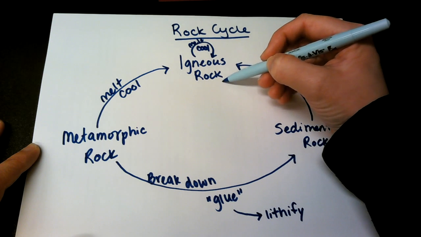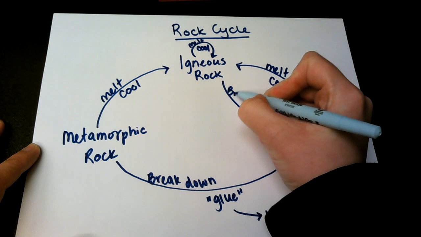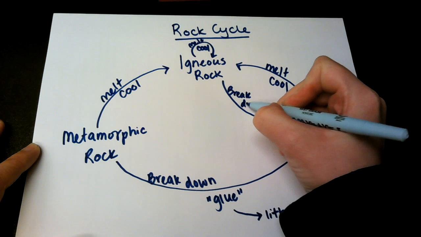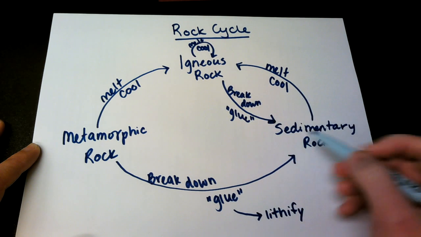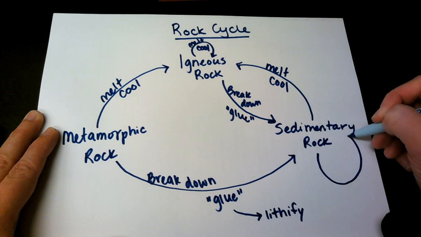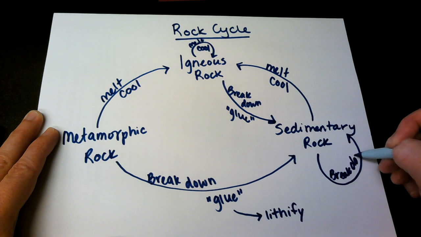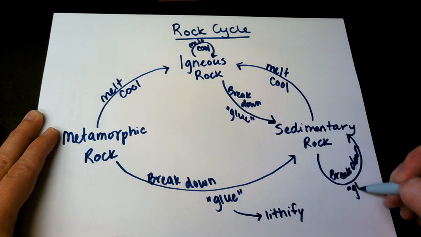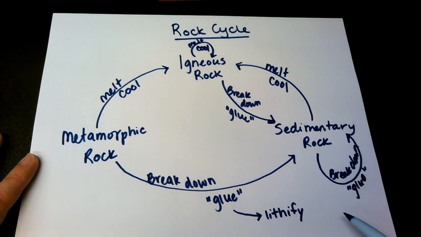We can do the same thing to our igneous rock. We break it down into small pieces, we glue those pieces together, and the new rock is sedimentary. And just like with igneous, we can start with a sedimentary rock, break that rock down into small pieces, glue them together, and the resulting rock is a new sedimentary rock.